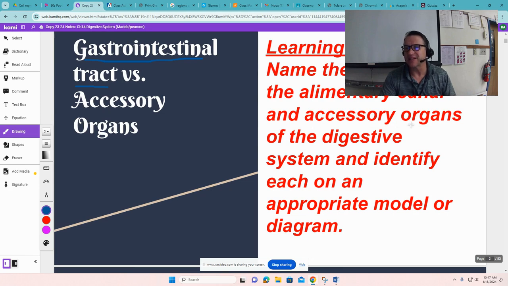And the accessory organs. There are accessory organs along the way that help out in digestion. So, name the accessory organs of the digestive system, and identify each on an appropriate model or diagram. It says nothing about function, so the beginning part of this unit is going to be more anatomy: being able to identify the different organs in the alimentary canal and also the accessory organs, or accessory structures.